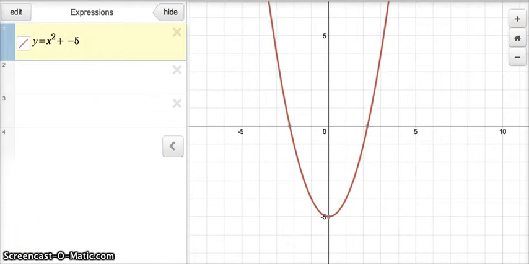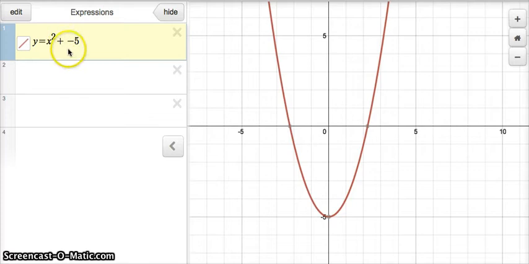So those are the two main aspects that we want to understand. What happens because of the coefficient of the x squared over here, and what happens because of the constant at the end. But of course there's also the b in the ax squared plus bx plus c standard form. And so let's just look at that a little bit.